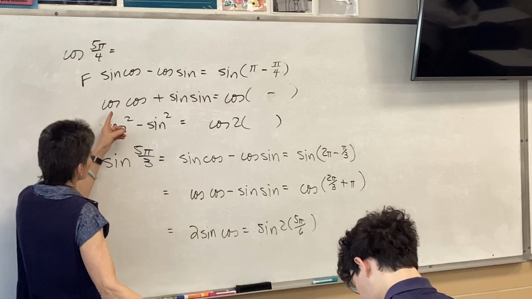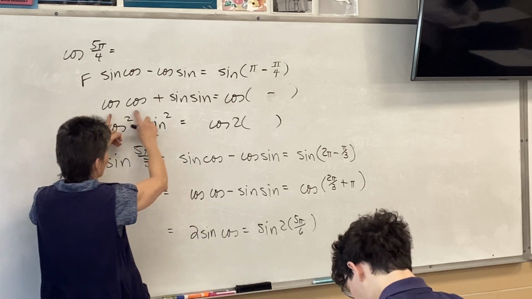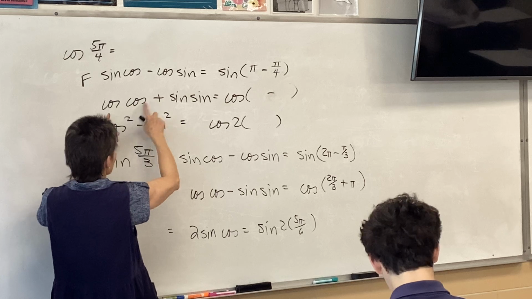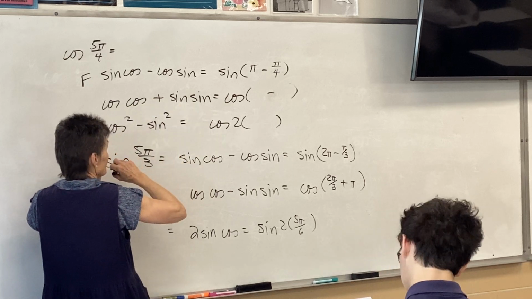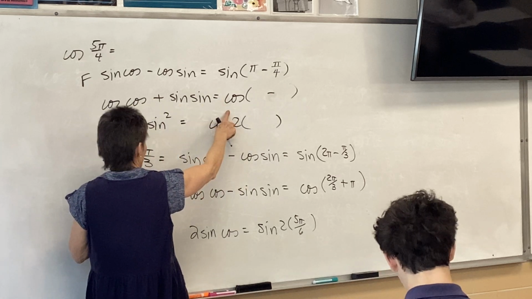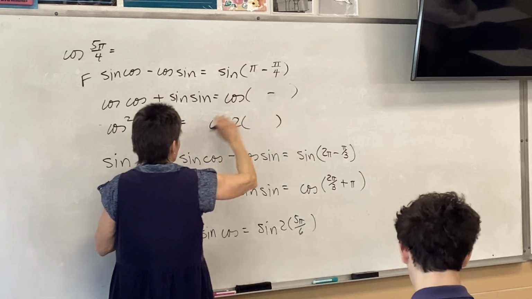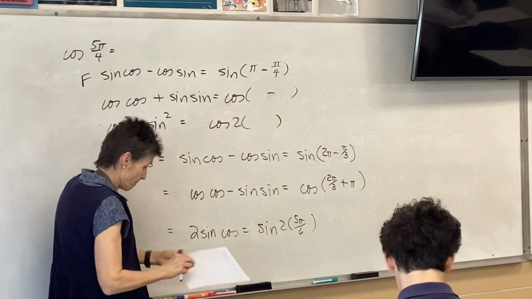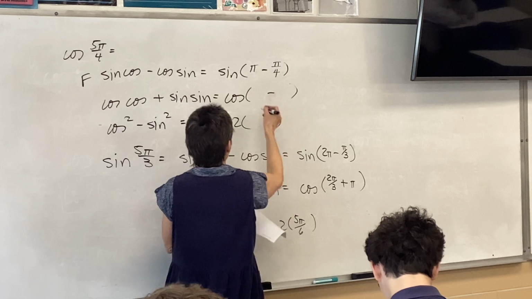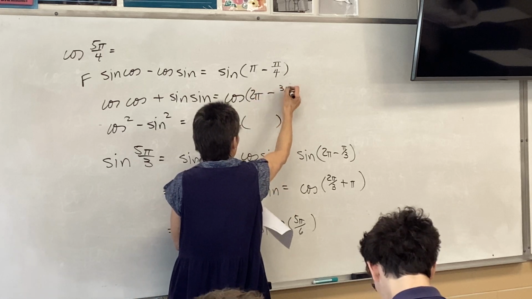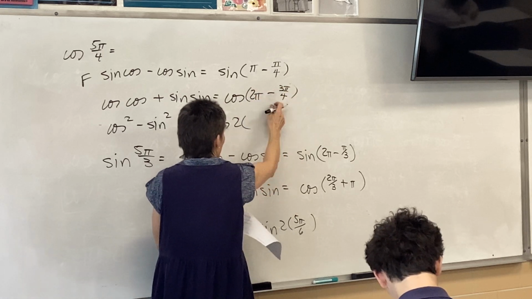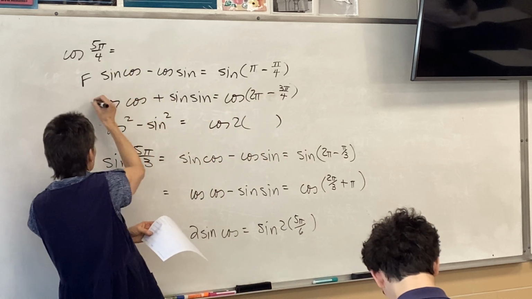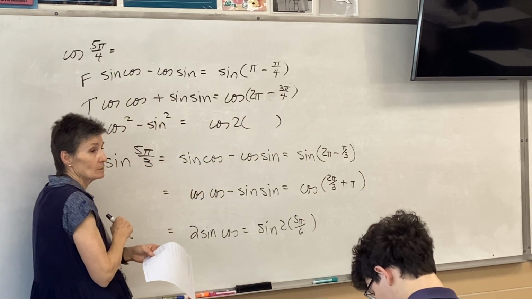Now, let's do this one. This is a formula, cosine cosine plus sine sine. That's a cosine formula, and it's alpha minus beta. So my alpha and beta are 2 pi and 3 pi over 4. When I subtract those, I get 5 pi over 4, that's true.